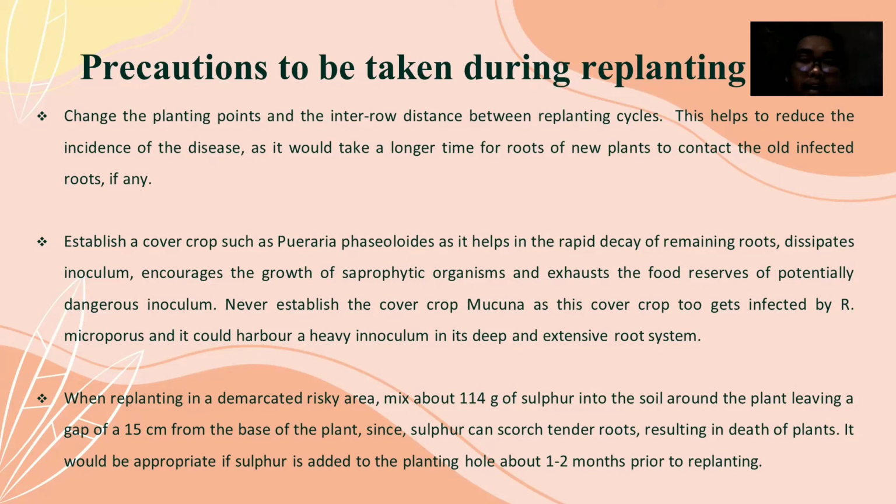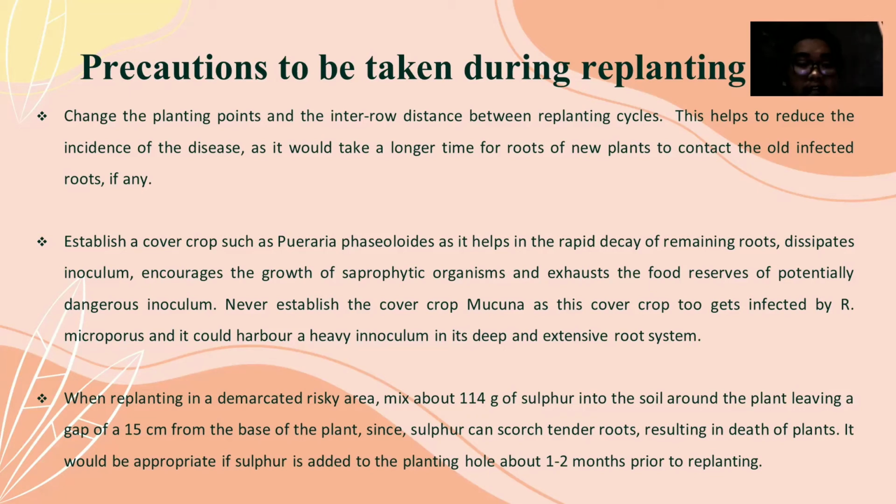Next, establish a cover crop such as Brachiaria or Pueraria, as it helps in the rapid decay of remaining roots. So to spread informs the goal of securing organisms and exhausts the food reserve of potentially dangerous fungi. Remember, do not establish the cover crop Vigna, as this cover crop is infected by the fungus, and it could be heavily influenced in its deep and extensive root system.